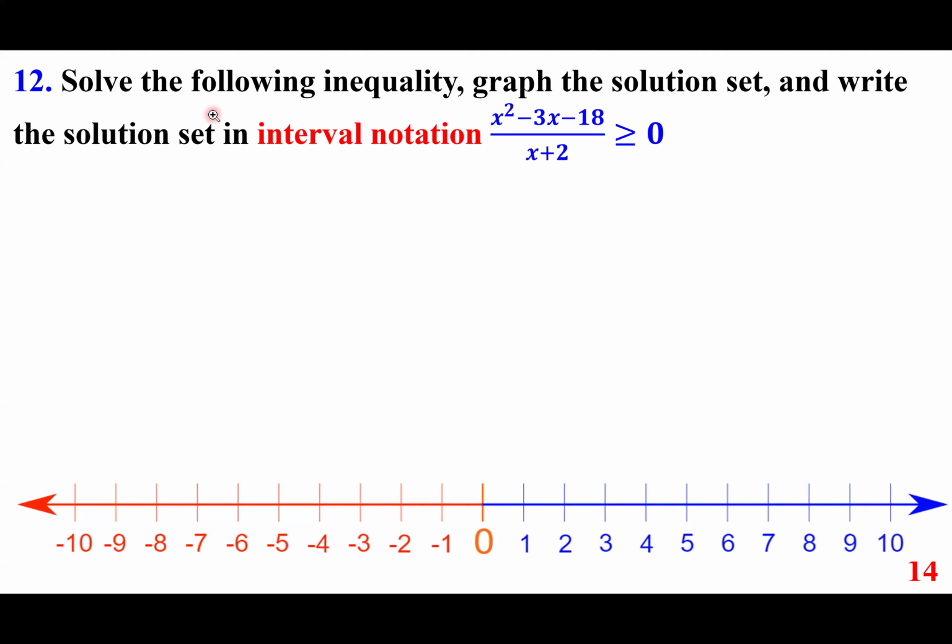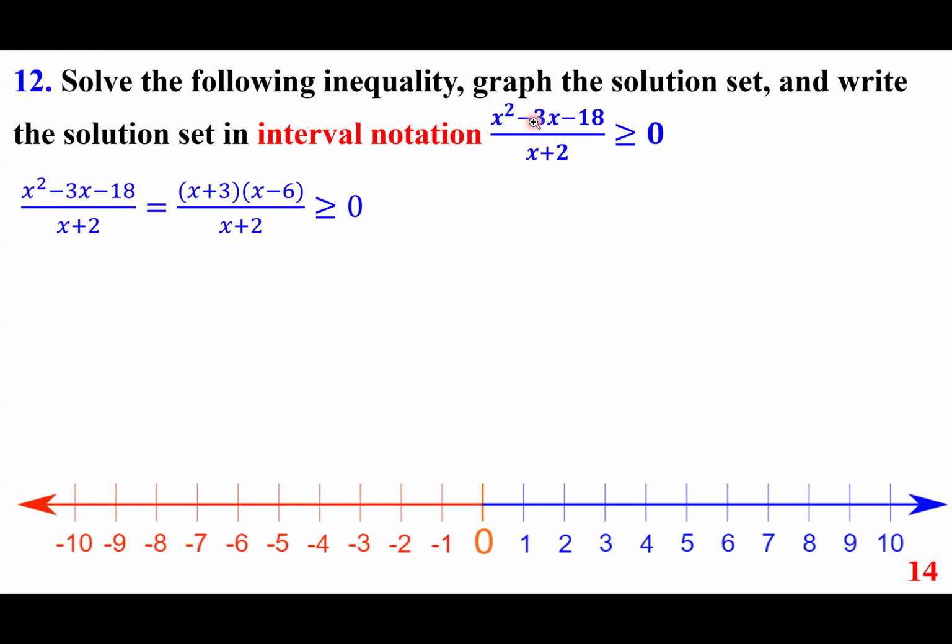Solve the following inequality, graph the solution set, write it in interval notation: x squared minus 3x minus 18 over x plus 2 greater than or equal to 0. The technique is you make sure that one side is 0. So if by any chance you have anything on the right or left, you bring them all to the same side. Then you do the factoring. You're looking for two numbers. The product is -18. The sum is -3: x plus 3, x minus 6.